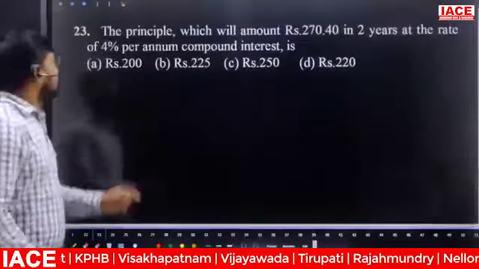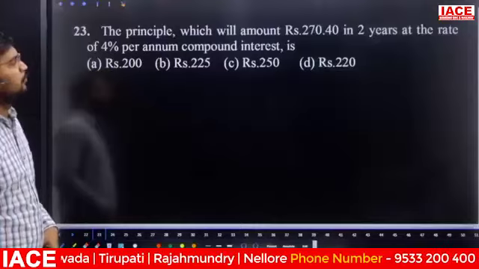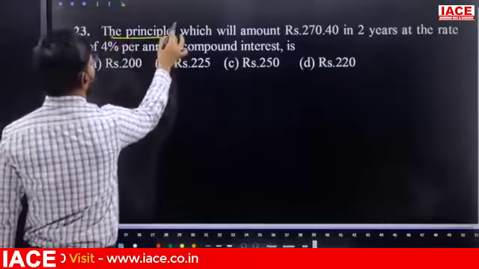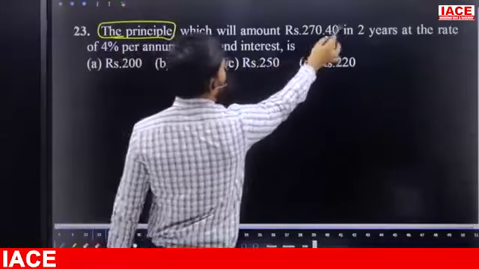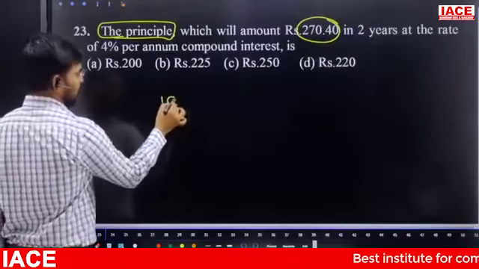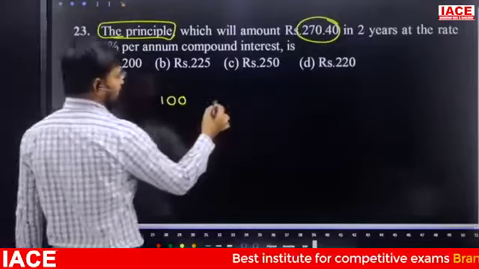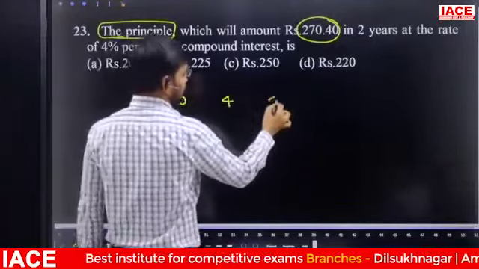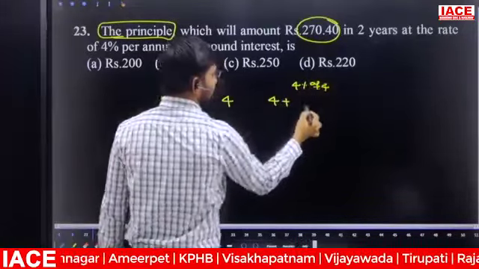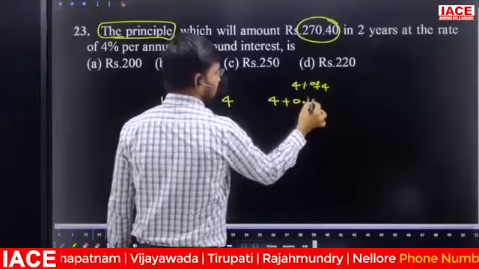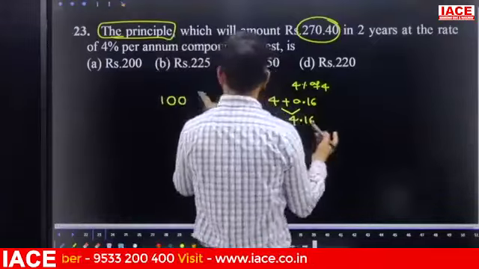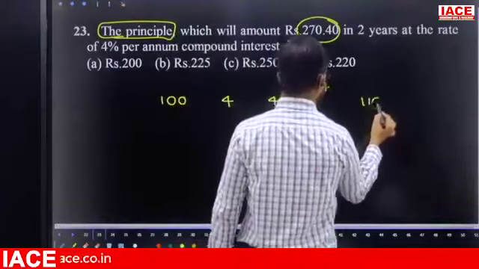Okay, namma. The principal which will amount to 270.40 in 2 years at the rate of 4% per annum compound interest. They are asking what is the principal? So it will amount to 270.40 in 2 years. Here principal I don't know, I assume as 100. So first year interest is what amount? 4. Second year interest is what? 4 plus interest on interest, 4% of 4, which is 0.16. That is 4.16. So interest is 8.16. 8.16 plus 100, 116 point.